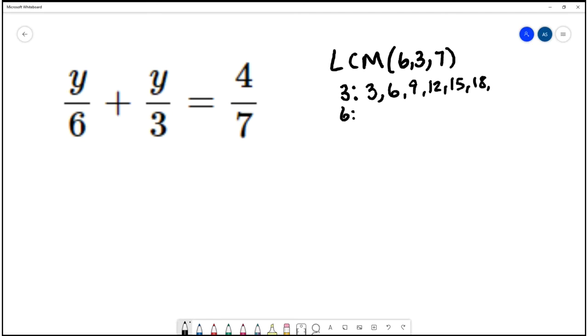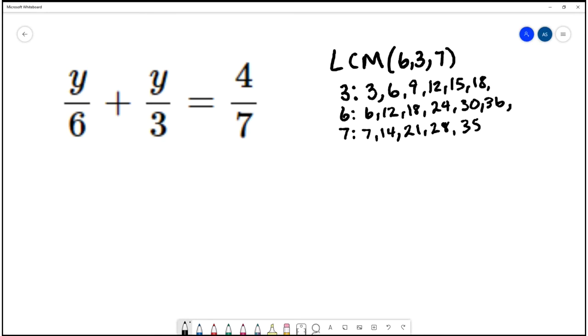Multiples of 6 would be 6, 12, 18, 24, 30, 36, and you can continue on. And we have multiples of 7, which would be 7, 14, 21, 28, 35. Now, so far as I'm looking through this list, I don't see any multiples that all three have in common. So I need to go a little bit further.